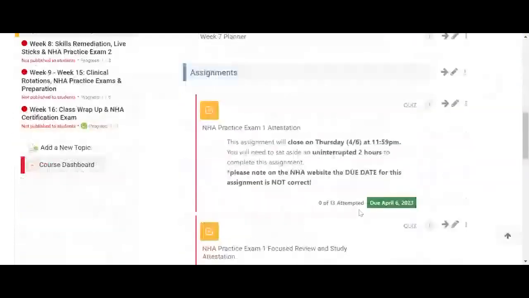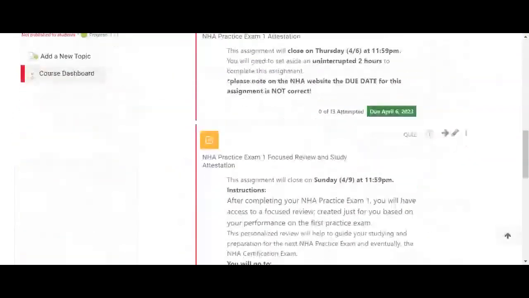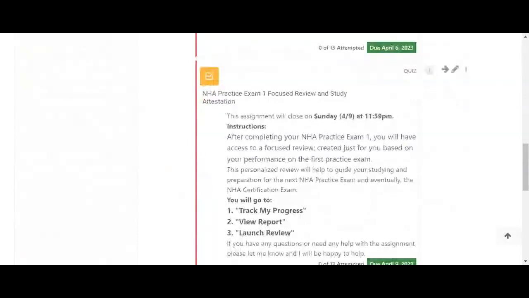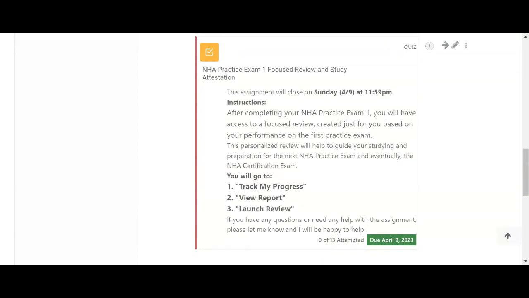So that's part 1 of the assignment for week 7. Part 2 is that you go to the focused review that is designed specifically for you based on how you performed on the first practice exam. This is generated as soon as you complete that exam, and it has instructions right here that say how to find the focused review. So the second part of your assignment for week 7, due Sunday, April 9th by 11:59 p.m., is to go to that focused review and use it to study.